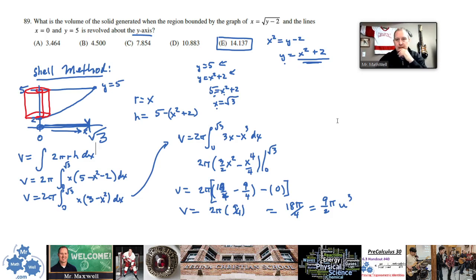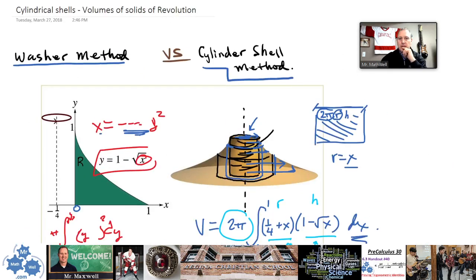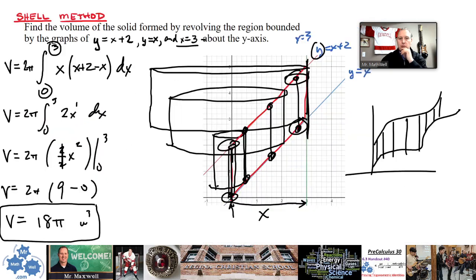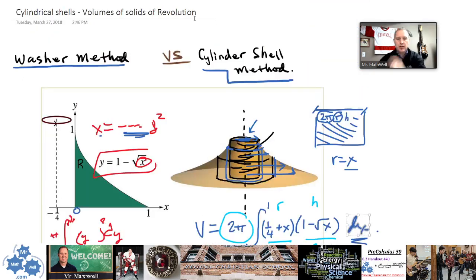Okay. All right. Well, that's the end of the shell method lesson. I hope that helped. And remember, cylindrical shells are our friends, especially when we're rotating around the y-axis, because we have the all familiar dx. Our functions can be y equals, just like we're used to. Okay. So there's your lesson on the shell method.